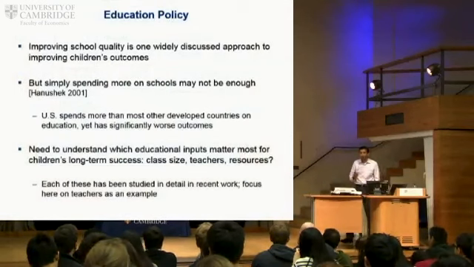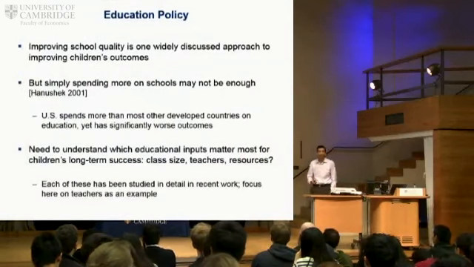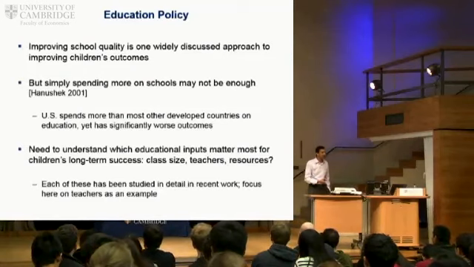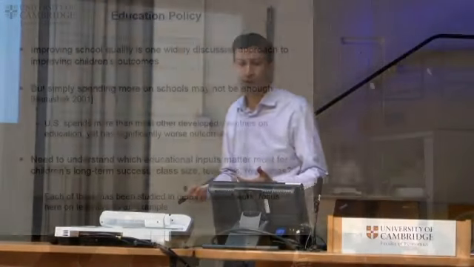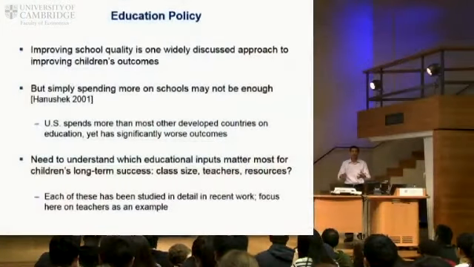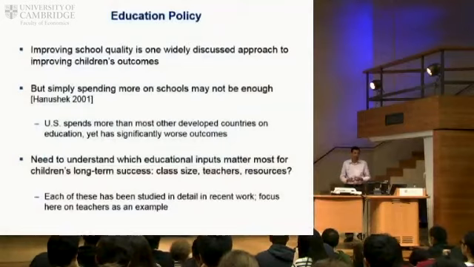So what I think one really needs to do is dig deeper and understand which educational inputs matter the most for children's long-term success. It could be various different factors. It could be the size of classrooms, could be the quality of teachers, could be the types of resources that we have in schools. Should we be giving each kid a laptop, for example? So there are many different dimensions in which you might spend that money to try to improve education.